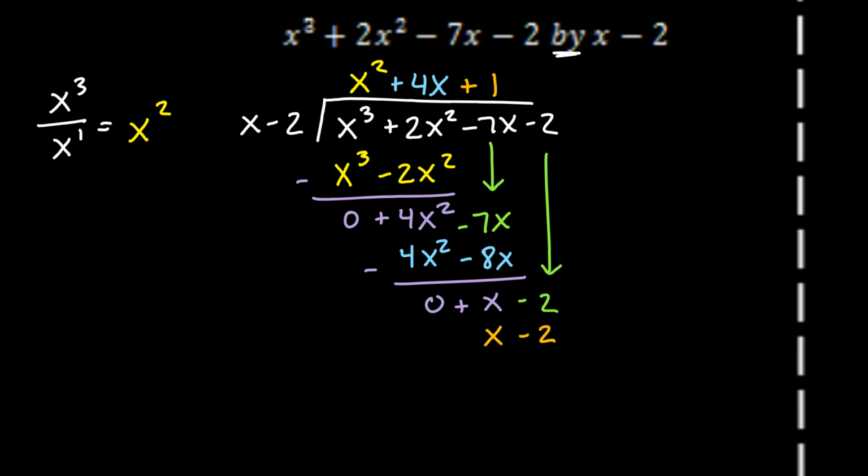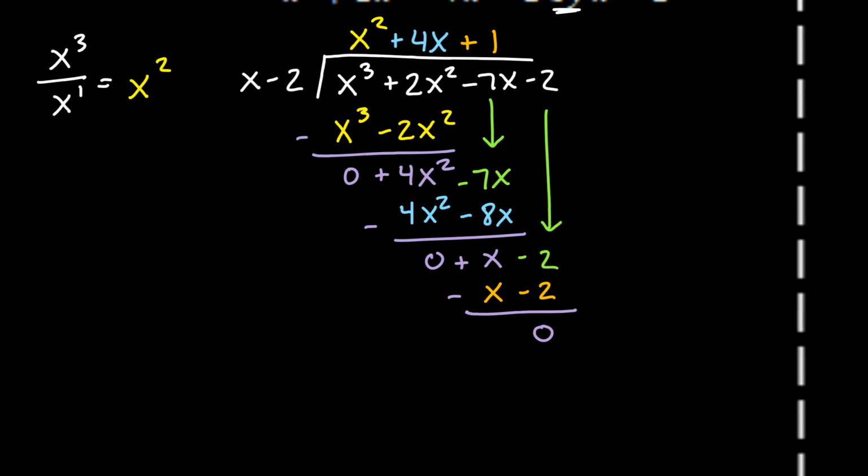And we're subtracting. X minus x is 0. Negative 2 minus negative 2 makes it a plus 2. So negative 2 plus 2 is 0, meaning we don't have a remainder here. So what's our answer? X squared plus 4x plus 1, without a remainder. This is my quotient, it's called.